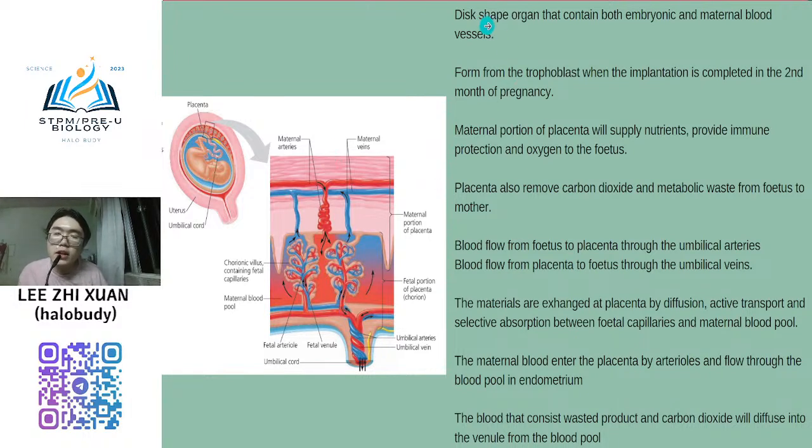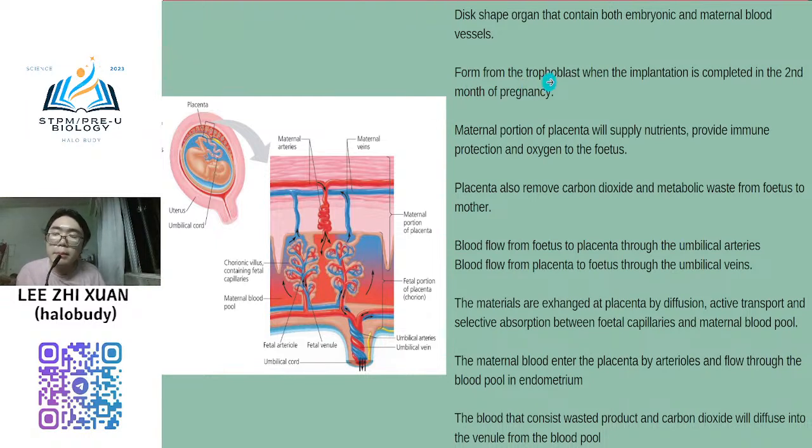I already mentioned it is a disc-shaped organ that contains both embryonic and maternal blood vessels. So you see this diagram. After you are pregnant, and after you go through gastrulation and organogenesis, a fetus will be produced. You see that the placenta is located here, at the wall of the uterus. This one is your uterus wall, and this one is the upper part. The thicker blood vessel is the mother's blood vessel. The red color is artery and the blue color is vein.